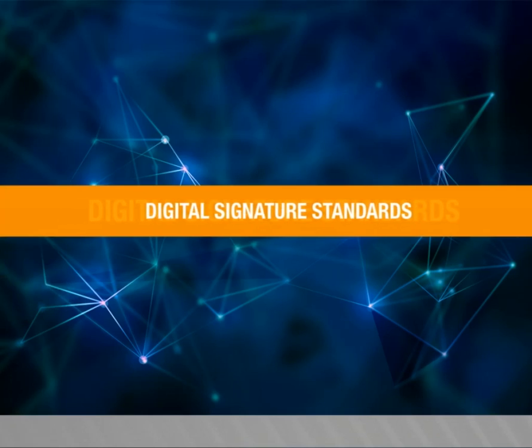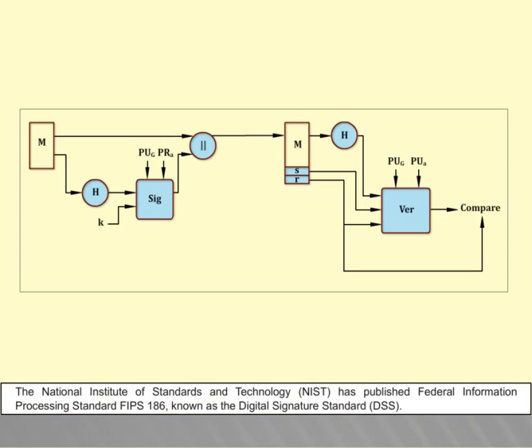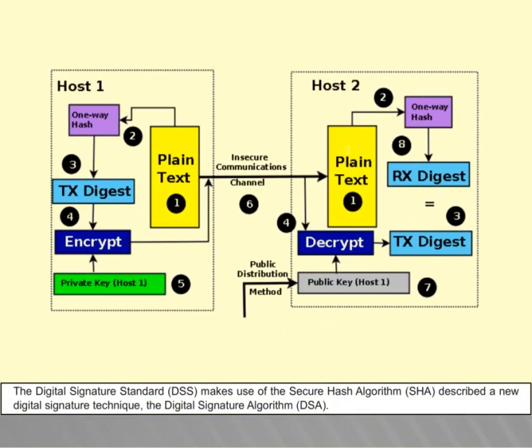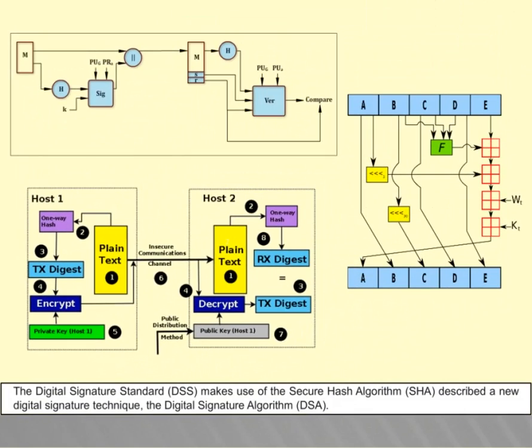Digital signature standards. In this video, we are going to learn about digital signature standards. The National Institute of Standards and Technology (NIST) has published Federal Information Processing Standard FIPS 186, known as the Digital Signature Standard, DSS. The DSS makes use of the Secure Hash Algorithm, SHA, and describes a new digital signature technique, the Digital Signature Algorithm, DSA. In this section, we discuss the original DSS algorithm.